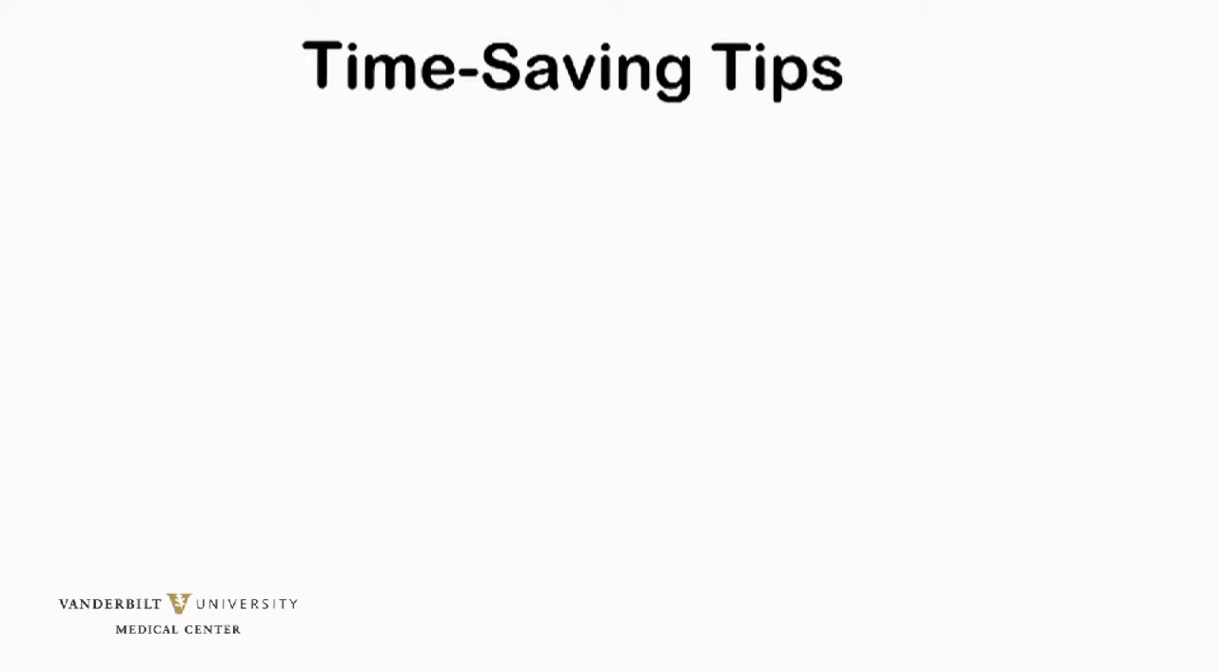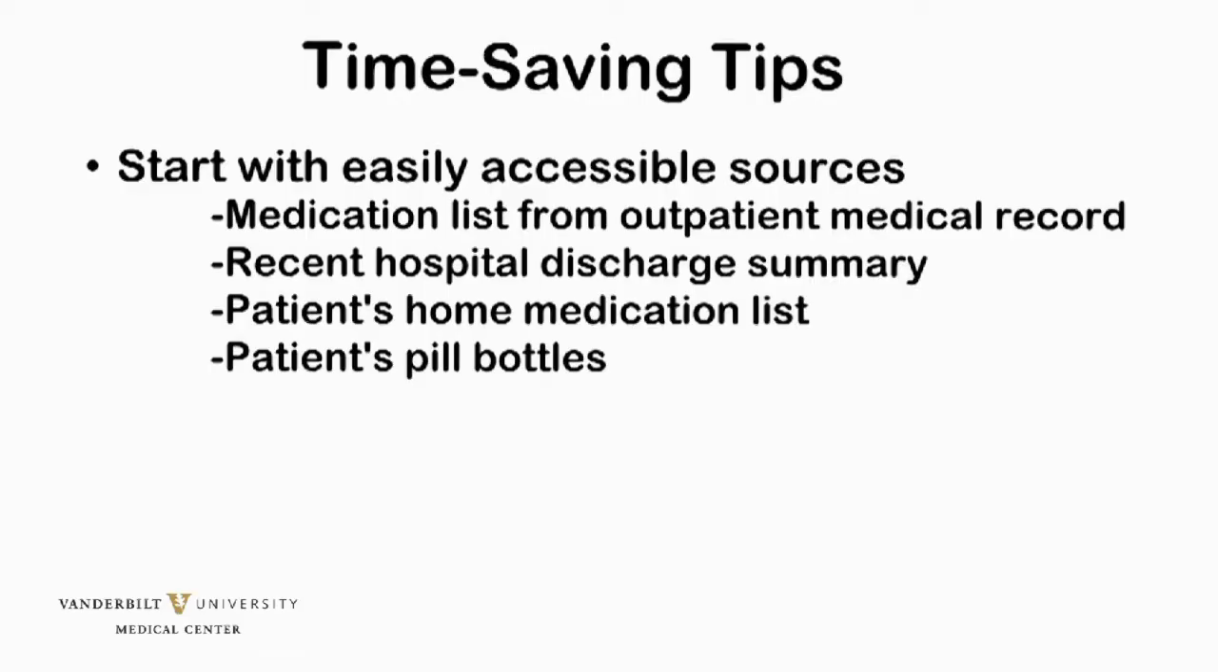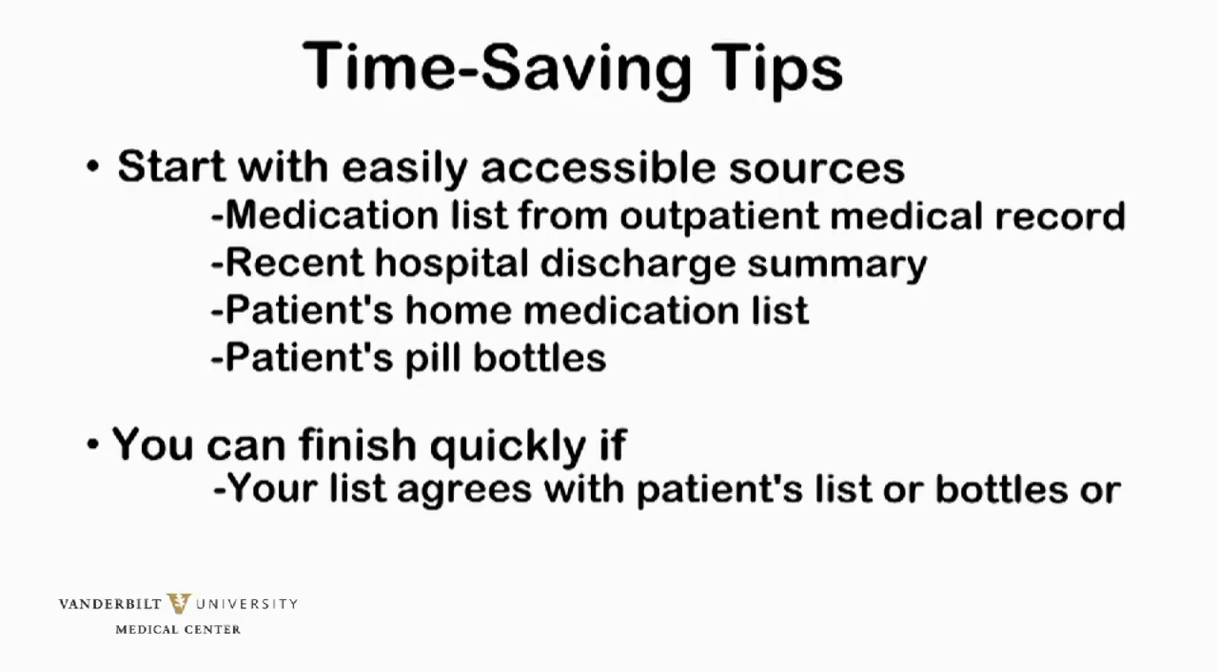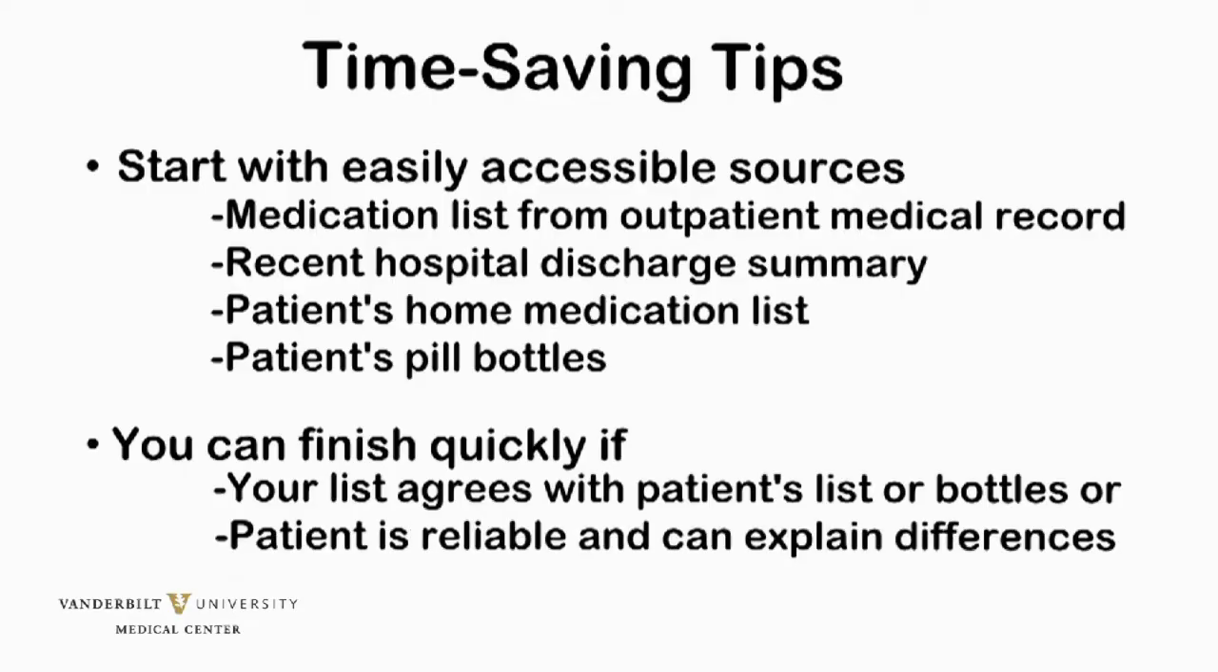To save time and still take an accurate medication history, use a medication list or the patient's pill bottles when they are available. If you have a list in the medical record that agrees with the patient's list or bottles, or if the patient seems reliable and can readily explain the differences, you can complete the medication history fairly quickly. A patient who can fluently describe the medication names, doses, frequencies, and indications, and is knowledgeable about recent medication changes, is likely a reliable source of information.